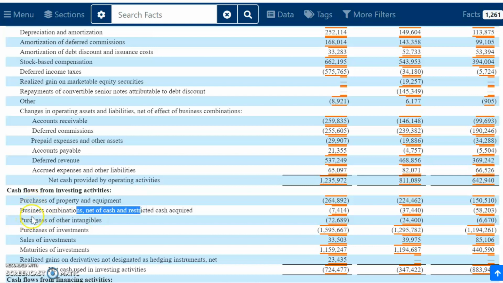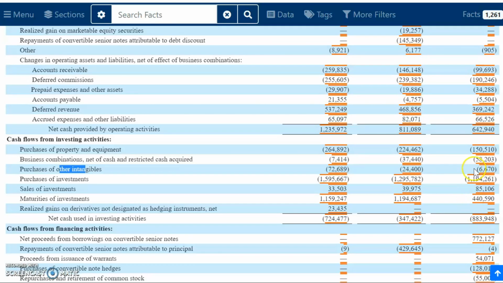In the case of ServiceNow, it has purchases of other intangibles. This is another word for capitalization of intangibles. What this means is that they are avoiding taking a hit on their operating cash flow, and they're putting it on this line. This is a recurring cost, and it's an increasing cost. You can see that it increases significantly in 2017. It goes from approximately 7 million to 24 million to, on this line, 73 million.